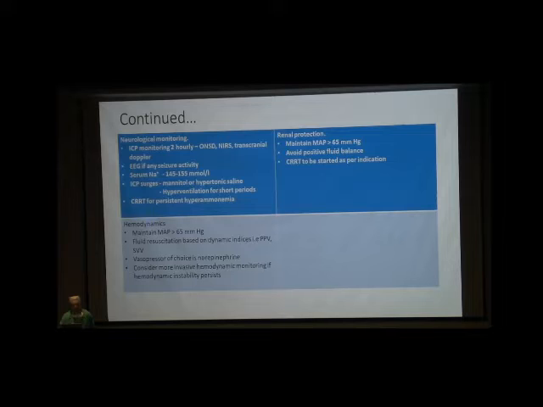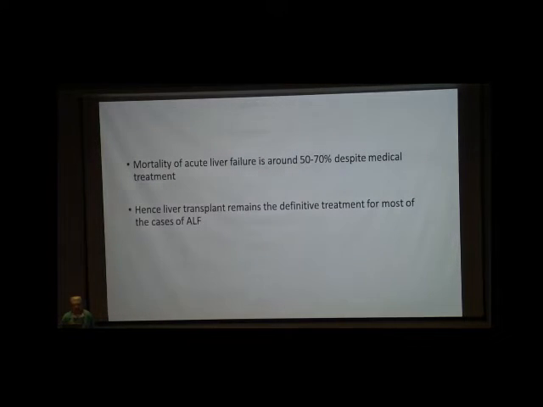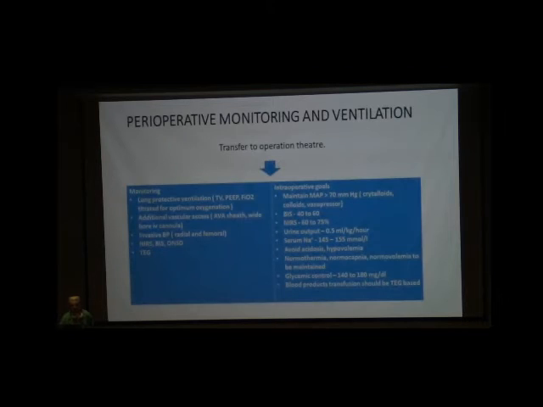For hemodynamics also, the MAP should be maintained at more than 65 mmHg. Fluid resuscitation should be based on dynamic indices like pulse pressure variation and stroke volume variation. The vasopressor of choice is norepinephrine in these patients. Now, the mortality of acute liver failure is around 50 to 70% despite medical treatment. Hence, liver transplant remains the definitive treatment of choice for most patients of acute liver failure.